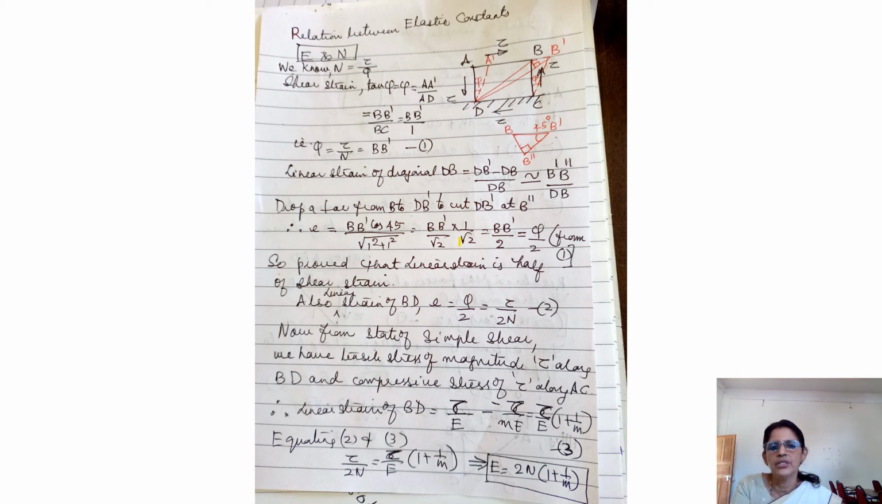So equating equation 2 and equation 3, you will have tau by 2N is equal to tau by E into 1 plus 1 by m. Tau gets cancelled, so E goes to this side. So you have E is equal to 2N into 1 plus 1 by m. So that is the derivation. It is not that difficult. Only thing is that you have to understand the concept of state of simple shear. Then this will be very easy.